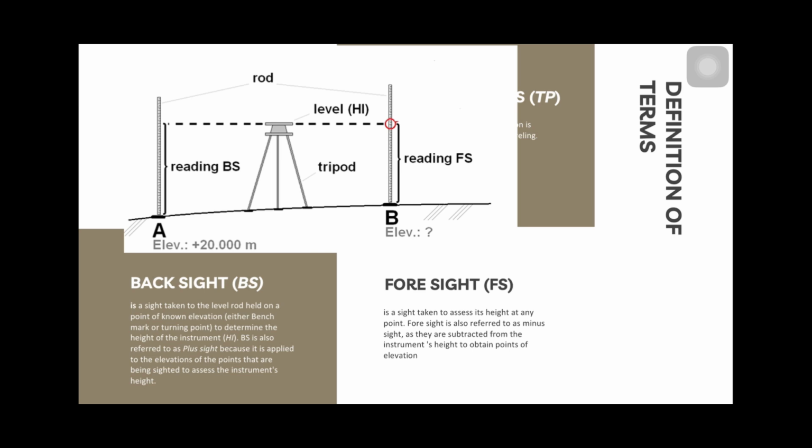So to summarize, benchmark is a reference point of known elevation. Turning point is our temporary stepping stone when we move the instrument. Backsight is the first reading on a known point, while foresight is the last reading on a new point.